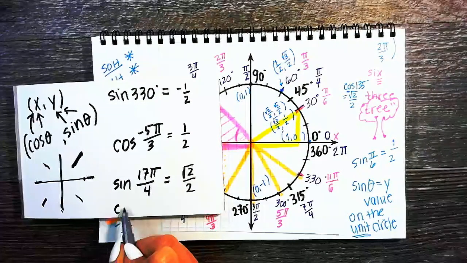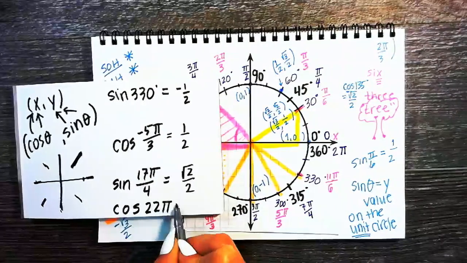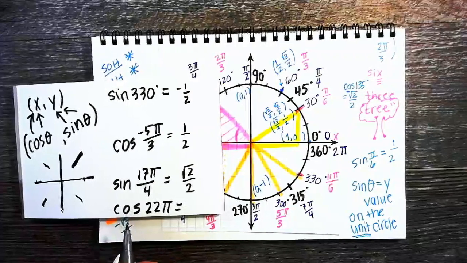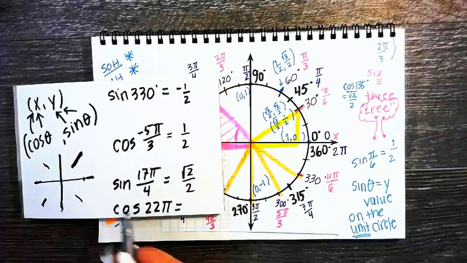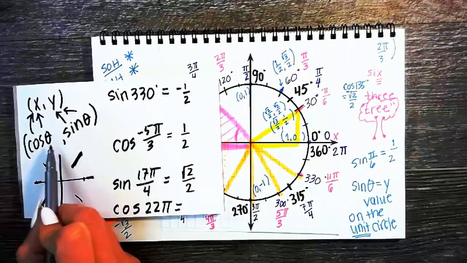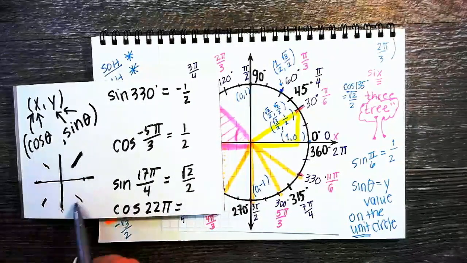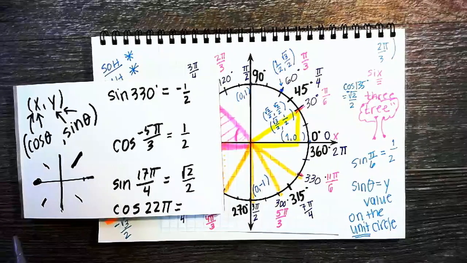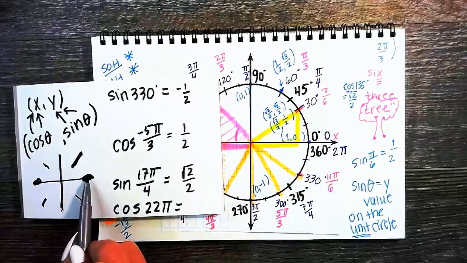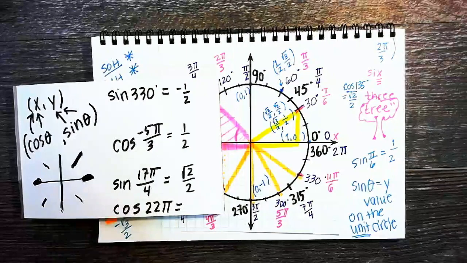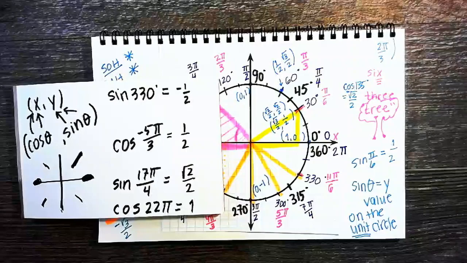What is the cosine of 22 pi? Cosine's your x value, your adjacent, how far over you're going, and with direction. 0 pi, 1 pi, 2 pi. I gave you a hint before. All of the odd increments of pi land here and evens land here. So I don't have to keep going. 22 pi's right there. What's the cosine right there? Positive 1, because it's the x value.